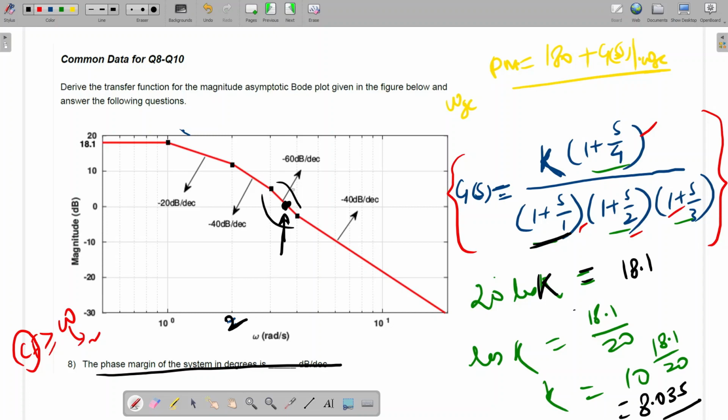See, this slope is how much? Minus 60 dB per decade, correct? So the slope from here to here should also be the same. So let's say y2 minus y1 by x2 minus x1. So y2 is 0. But we don't know this value, correct? So we should calculate this value one by one. Then only it is possible.